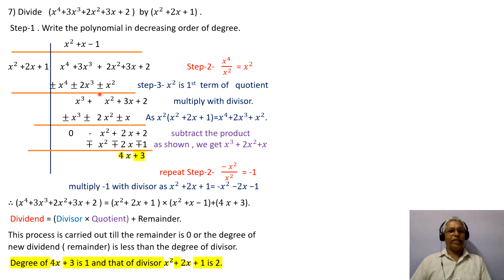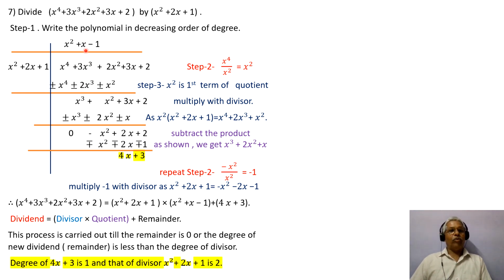2x square minus x square is x square. Now copy it as it is. Now again you have to repeat the step 2. I have not given it here purposely; I will tell you why. X cube upon x square is x, so I have written it here.